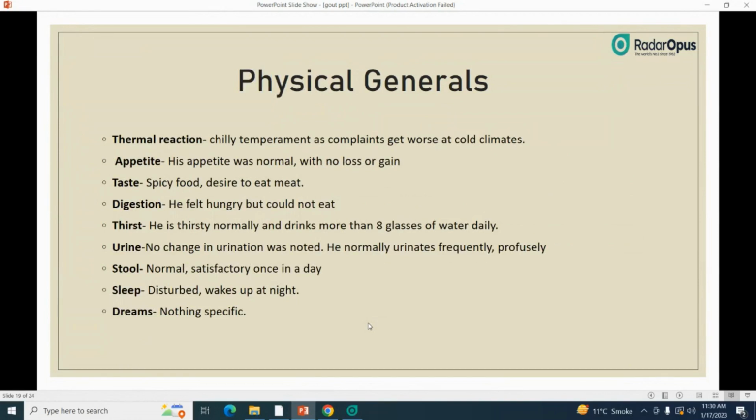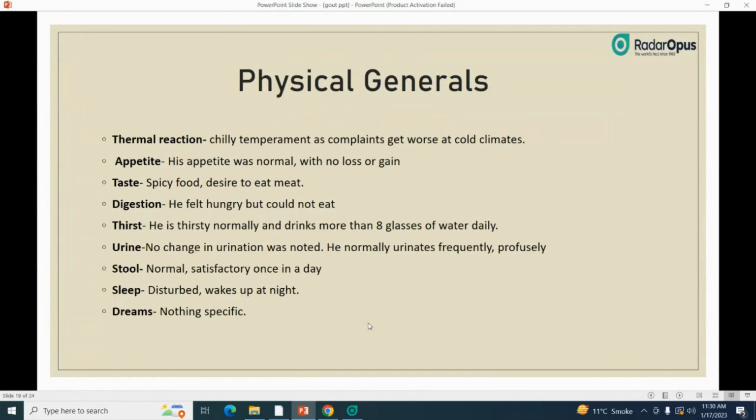Now, the physical generals. The thermal reaction of my patient: he is a chilly patient, and complaints get worse in cold climate. His appetite was normal with no loss or gain. Taste: desire for spicy food and meat. Digestion: he felt hungry but couldn't eat. Thirst: he is thirsty normally and drinks more than 8 glasses of water daily.